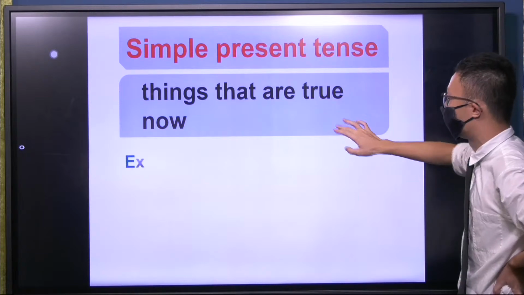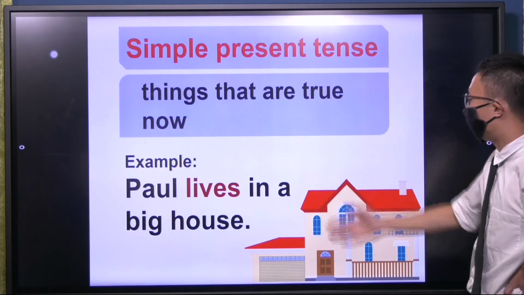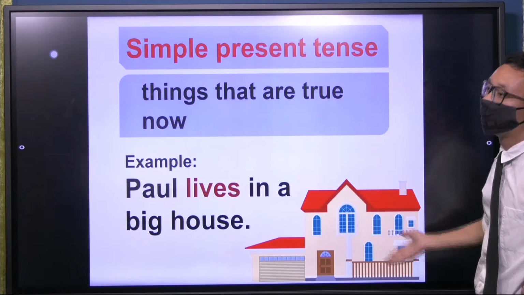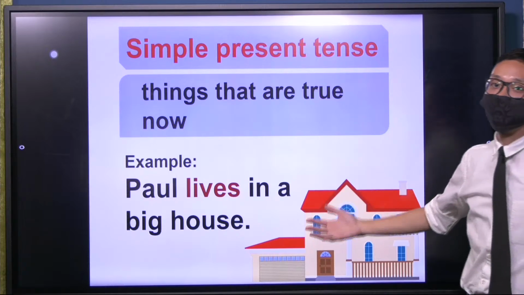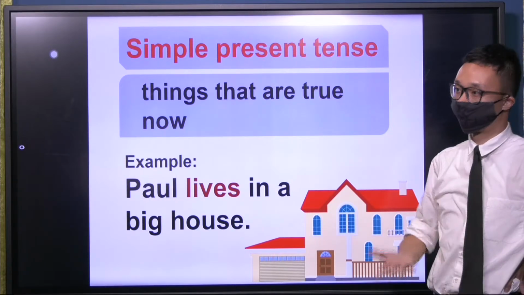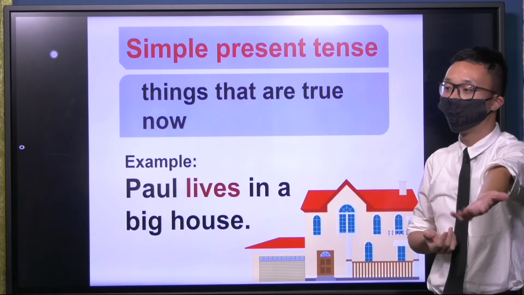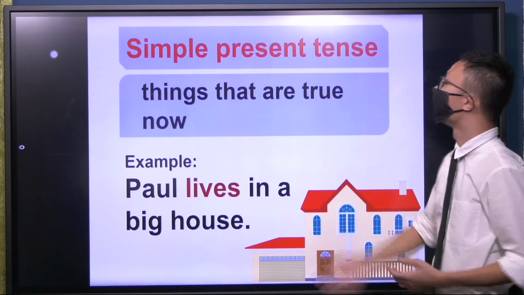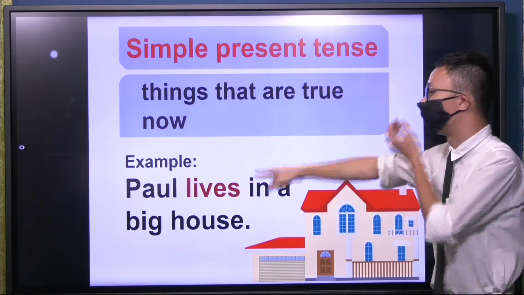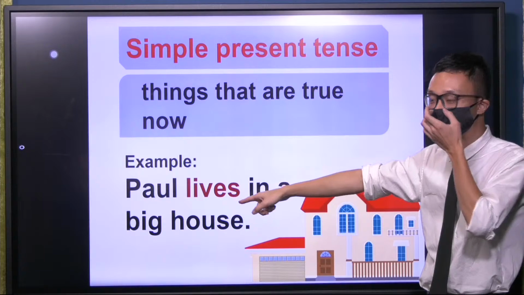The second rule for simple present tense is things that are true now. Paul lives in a big house. In a self-introduction, you say, I live in Tai Po. That is true. The other things that are true now, you use present tense.